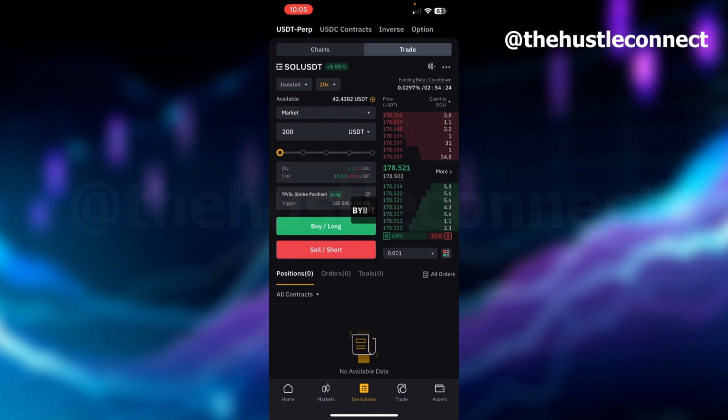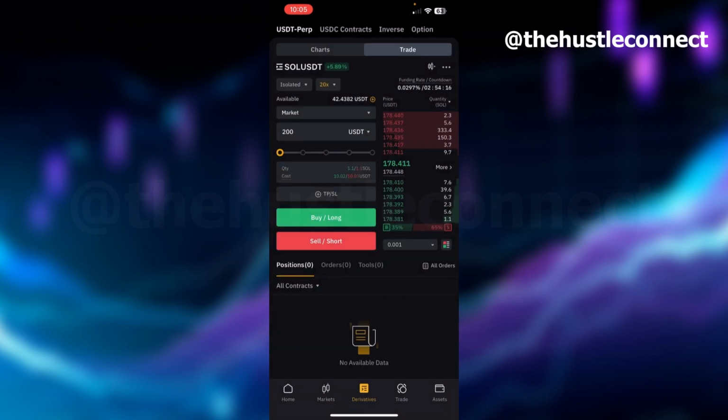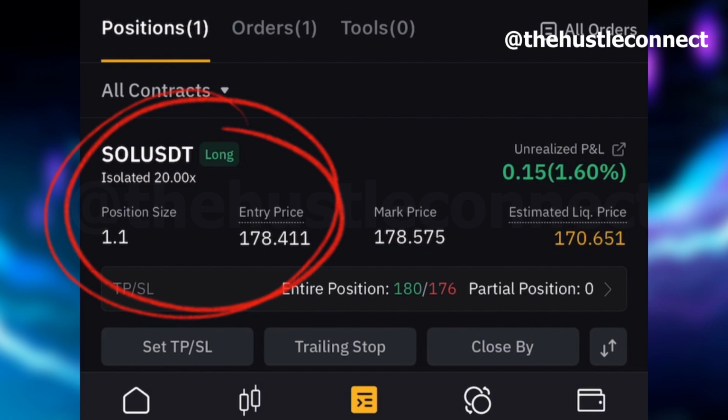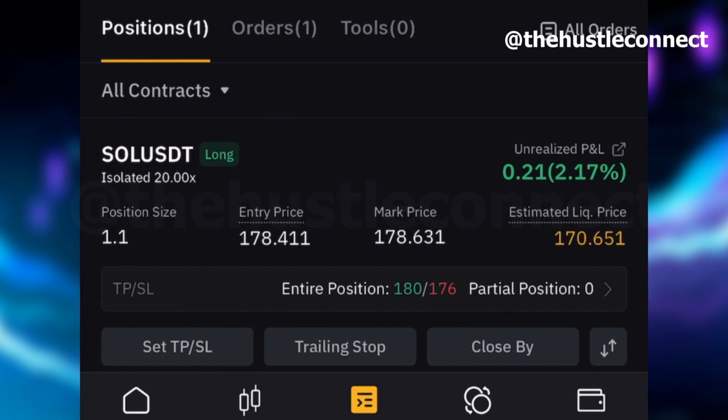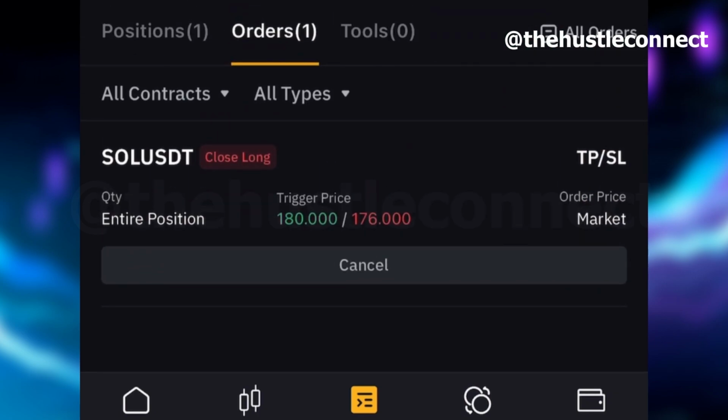By the time I click on buy, since I'm using market, it is going to buy automatically when I click on confirm. So you can check your position here. I'm currently making some profit. I've made about 15 cents, 20 cents, moving about 1.88%. So I'm currently making sense. When I click on order, it is going to show the trigger price, the TP price, and the SL price that I've set in the position that I'm taking.